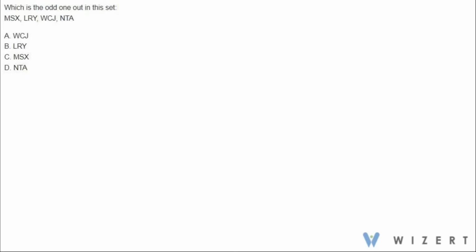We have this question here, which is the odd one out in this set. These are letters arranged in a specific order. So let's write the alphabet and try to find a pattern. A, B, C, D, E, F, G, H, I, J, K, L, M, N, O, P, Q, R, S, T, U, V, W, X, Y, and Z.